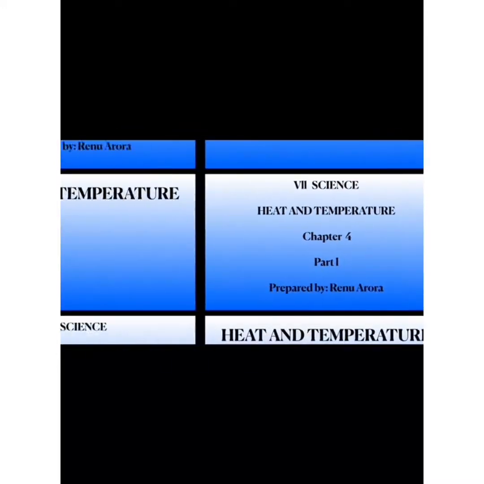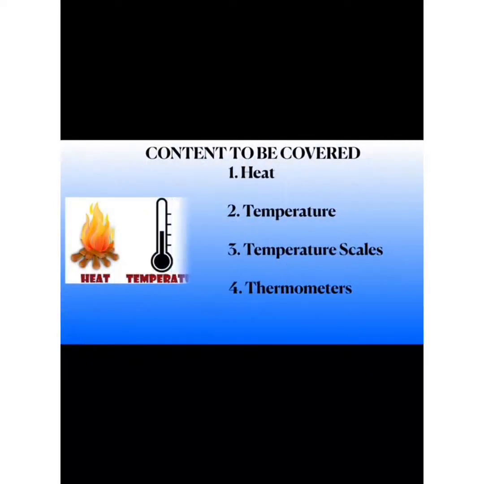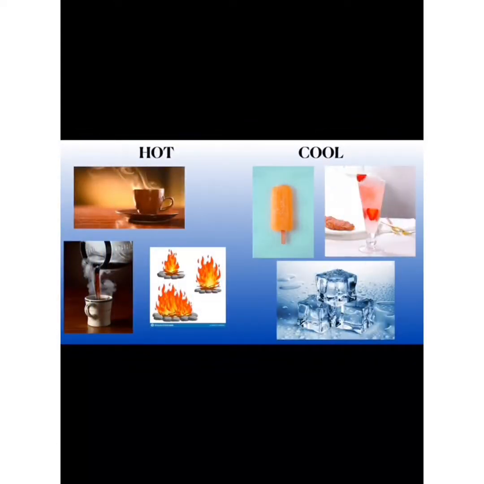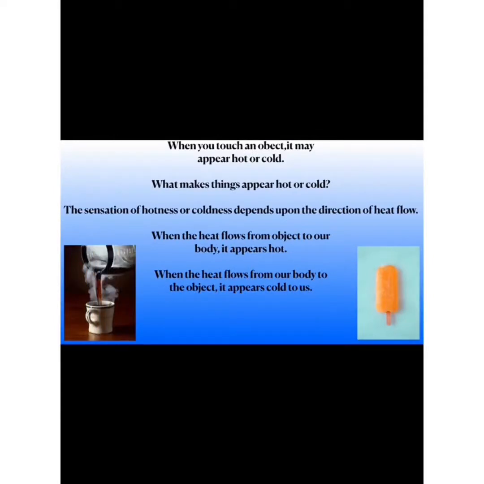In this module, we will learn about heat, temperature scales and thermometer. In our daily life, we come across a number of objects. Some of them are hot and some are cool, like tea, coffee, fire. These are hot objects. And ice cream, juice, ice, these are cold objects. Have you ever thought what makes the things appear hot or cold?